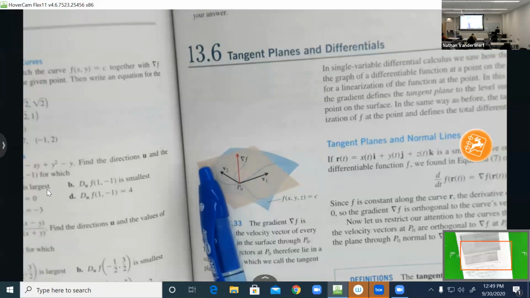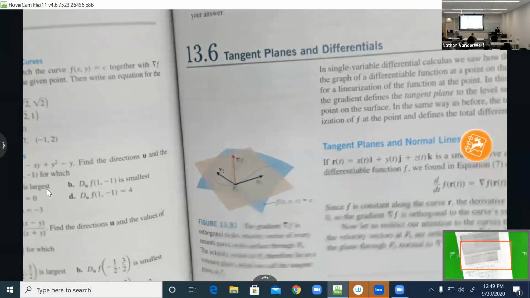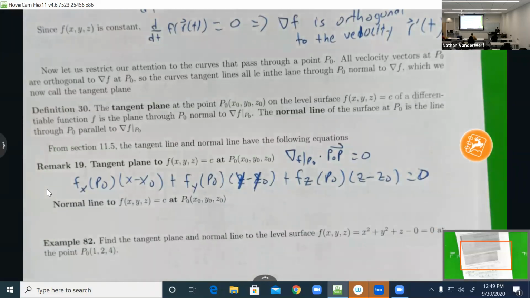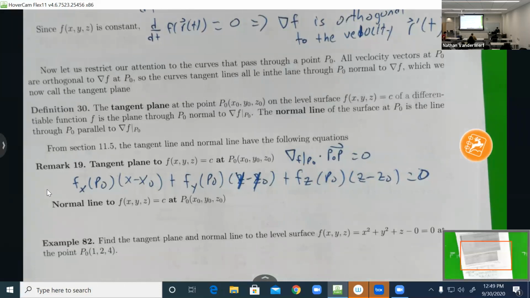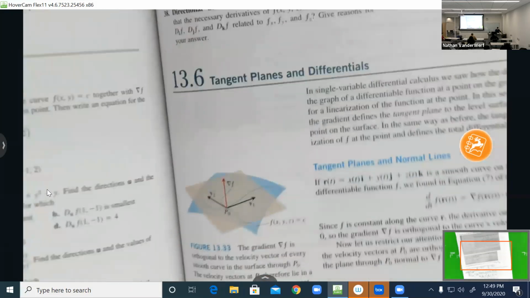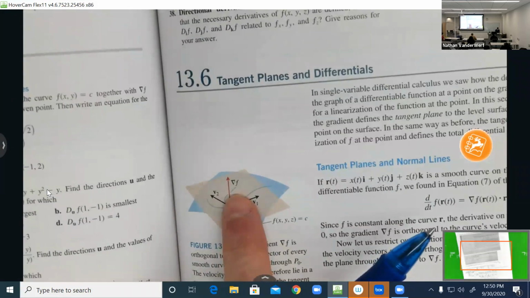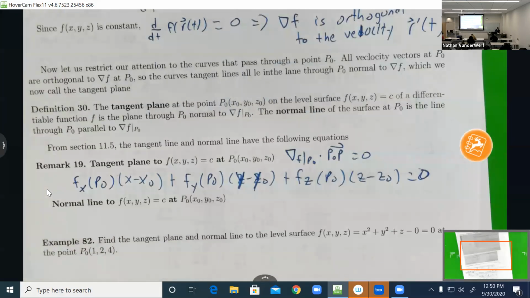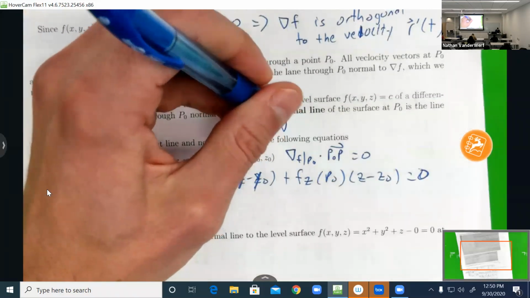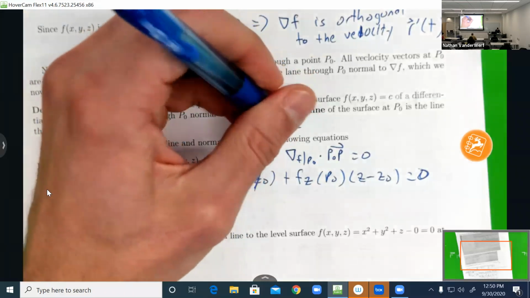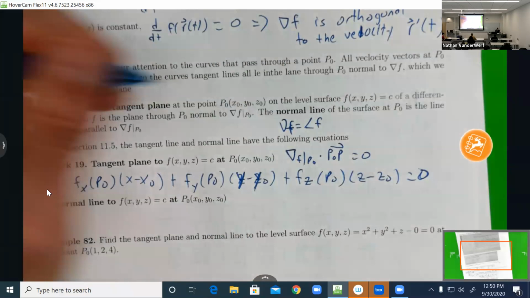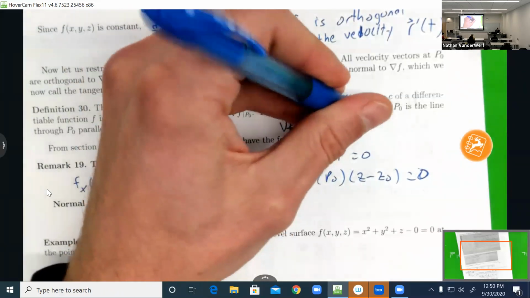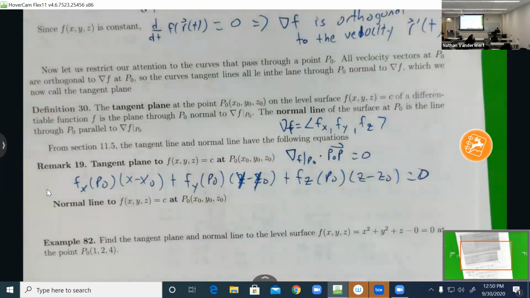And all of these are tangent lines that are tangent to the surface. Yes, this gradient of f is evaluated at P0. It's the vector fx at P0, fy at P0, fz at P0. So the gradient of f here, in this notation, is fx, fy, fz, if that was confusing.